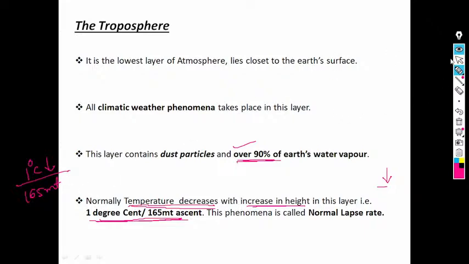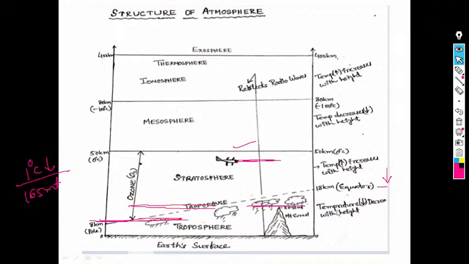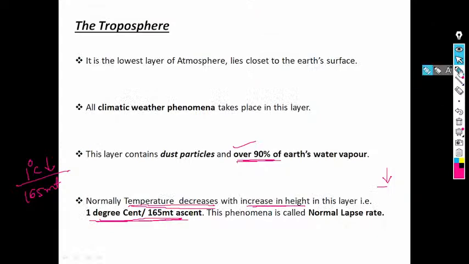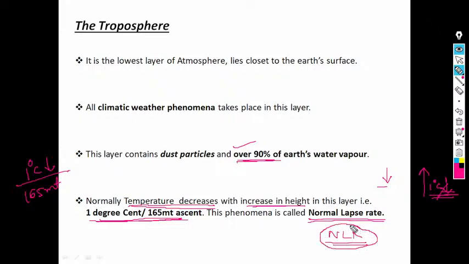Here we look again. Temperature decreases with height. This phenomenon is called the normal lapse rate. For every 165 meters you go up, the temperature decreases by 1 degree centigrade. This is called the NLR, the normal lapse rate.